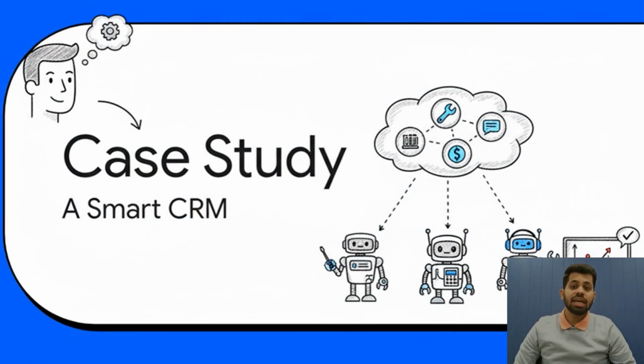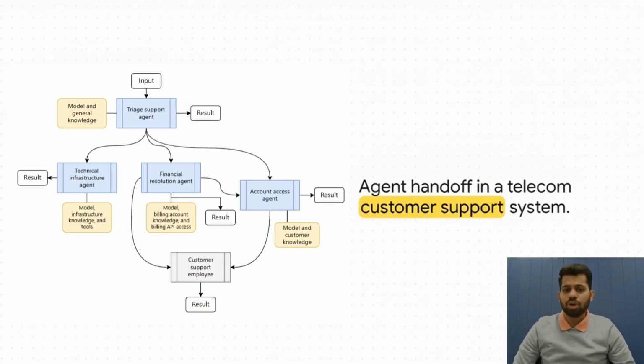A great example is a telecommunication CRM solution. A customer interacts first with a triage support agent. This agent interprets the request and tries to handle common problems. If it encounters a complex network issue, it hands off the task to the technical infrastructure agent. If it is a billing dispute, it hands off to the finance resolution agent, where each specialized agent operates until customer success has been achieved or the agent reaches its own capability limit, at which point it might hand off again. Importantly, some agents are designed to hand off the conversation to a human support agent as well when the problems exceed AI capability.